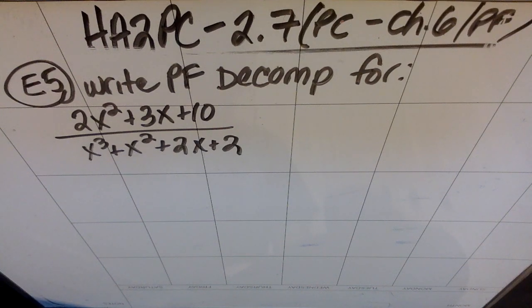All right, this is Honors Algebra 2 Pre-Calc. We're doing partial fraction decomposition in Chapter 6, which is actually section 2.7 in the Pre-Calc book. So we're going to do the partial fraction decomposition for this lovely monstrosity. Remember, the very first thing before we do anything else is we have to factor the denominator.